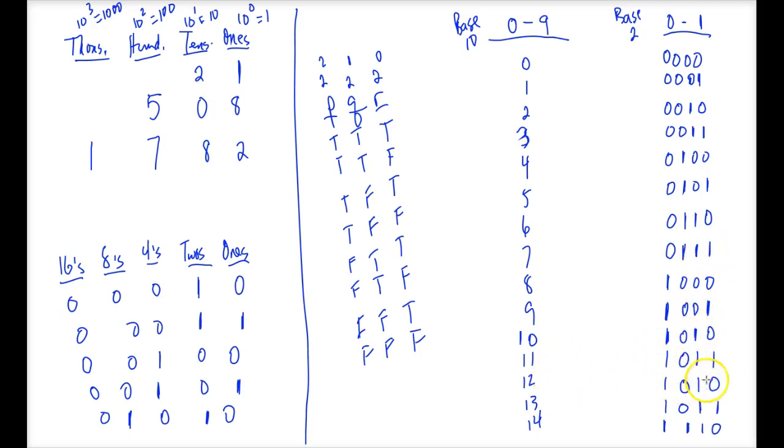I think I did 12 wrong here. So let me look at this again. So this is a group, oh yeah, that shouldn't be there, so let me erase that. Yeah, 12 should be one group of 8 and then one group of 4. Yep, so that should be like this and nothing else. And then 13 should be one group of 8, one group of 4, and one group of 1 and nothing else. Yeah, so that's how that should look.